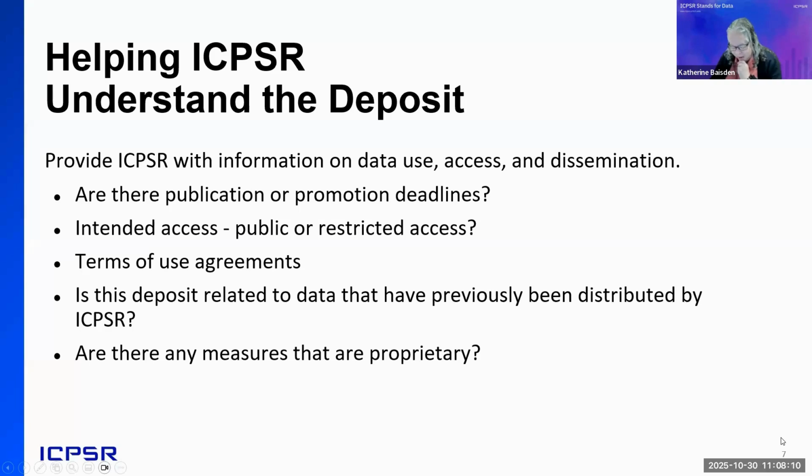Are there any special circumstances that ICPSR needs to know in order to efficiently process your deposit? Any special instructions that could modify the manner in which it is processed? For example, if you're using some proprietary tests, you might need to get permission first from the appropriate authorities to deposit those measures or tests. Or you might have to make a decision not to deposit those measures at all. If a composite variable consists of copyrighted measures, you may be allowed to deposit the composite variable, but not the individual variables that make up that composite.